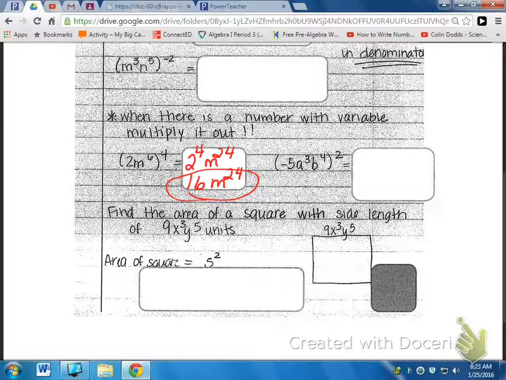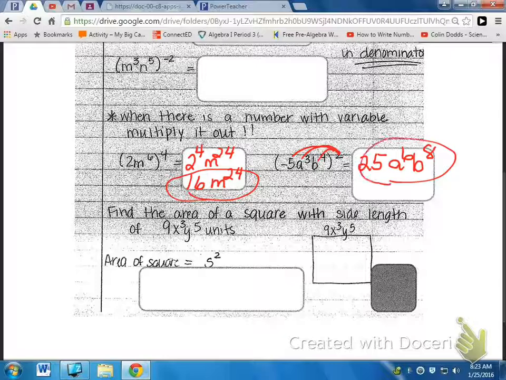All right, so negative 5a to the third, b to the fourth, and we're looking at that squared. That means everything is squared. So let's think about this. Negative 5 squared would be negative 5 times negative 5, or positive 25. A to the third squared would be a to the sixth, and b to the fourth squared would be b to the eighth. Done.